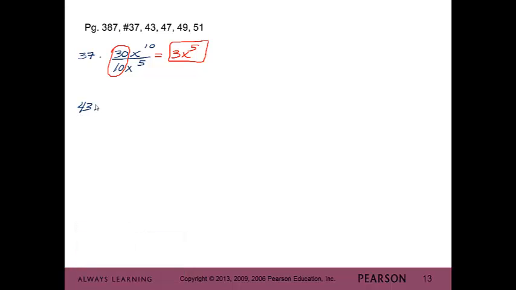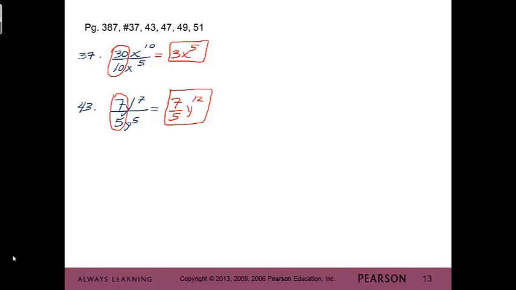Number 43, we have 7y to the 17th power divided by 5y to the 5th power. So let's start by dividing our coefficients. Our coefficients are 7 and 5. We cannot divide them evenly, therefore we're going to leave this as the fraction 7 over 5. And then for the variables, keep the y and subtract your exponent. 17 minus 5, well, that is 12. So the final answer is 7/5 times y to the 12th power.